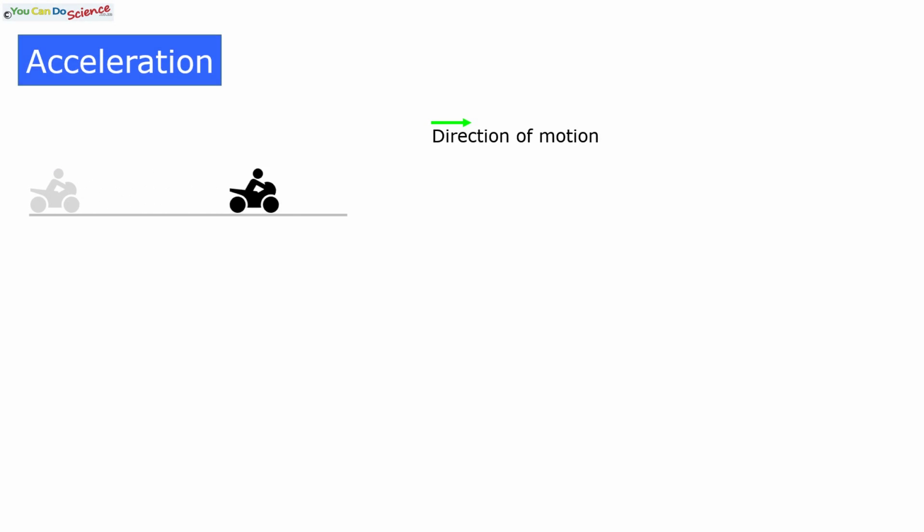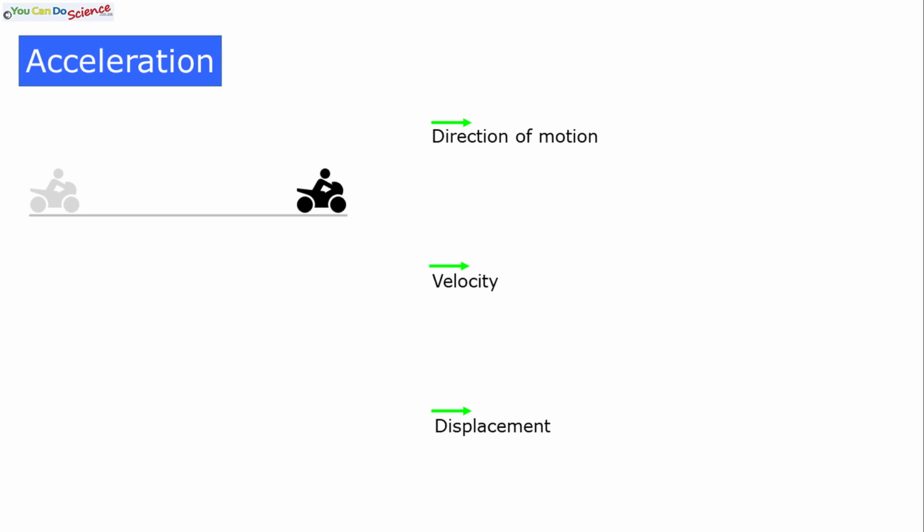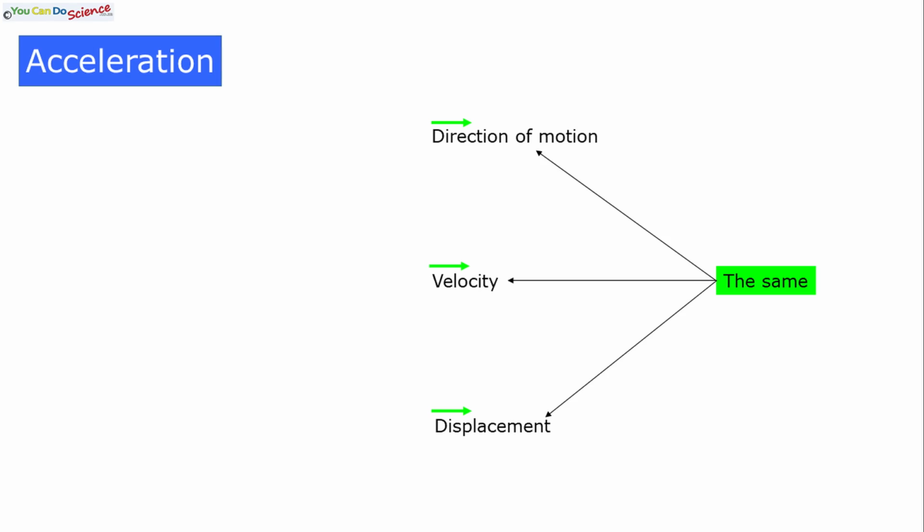To understand acceleration, you must know that the direction of motion is determined by the direction of the velocity, or by the direction of the displacement, and they are therefore always in the same direction. If the velocity is east, then the displacement will also be east, and then the direction of motion will be east. If the displacement is west, the velocity will also be west, and then the direction of motion is west.